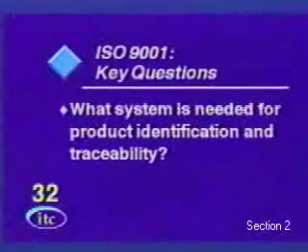What system is needed for product identification and traceability? In the area of product identification and traceability, ISO requires procedures to identify product during all stages of production, delivery, and installation. When product traceability is required by contract, a company must be able to demonstrate it has the ability to identify and recall non-conforming product delivered to a customer.